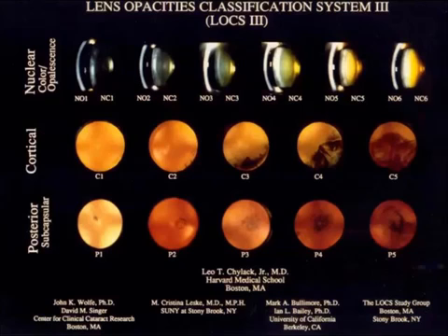So there is the LOCS III classification system, wherein they grade the opacification, the nucleus color and opalescence of the nuclear cataracts from 0 to 6, as you can see, and the cortical component from C1 to C5, and the posterior subcapsular from P1 to P5. So this is a standardized grading system with regards to the opacity and the color of the cataract that helps you determine the severity of it, and also helps you manage the patient in conjunction with the patient's symptoms.